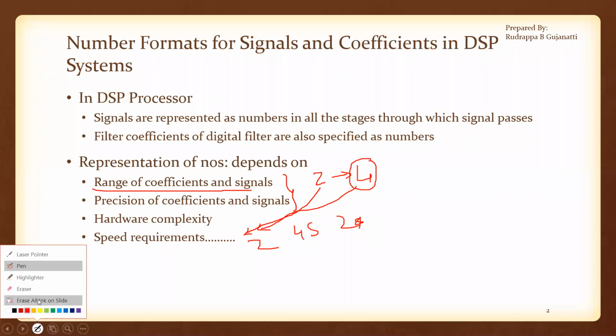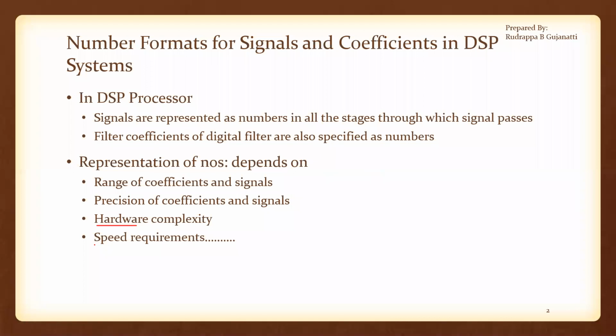So again, here it is about the hardware and how it deals with the computations. These are the things which decide what representation I have to go ahead with. These are just a few things to name when we are discussing the representation of numbers, which depend on all these parameters, that is range, precision, complexity of the hardware, and the speed requirements for some specific applications.